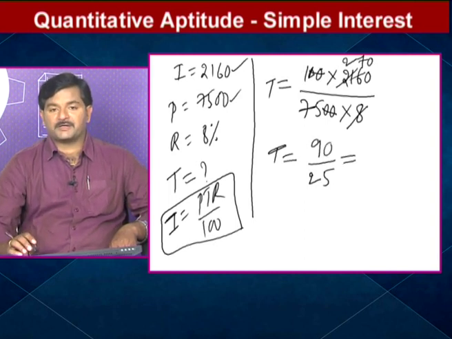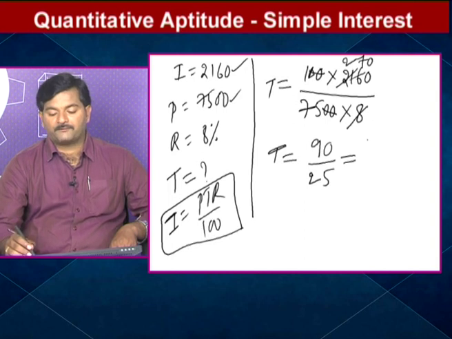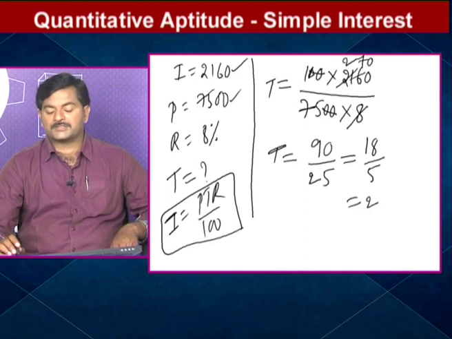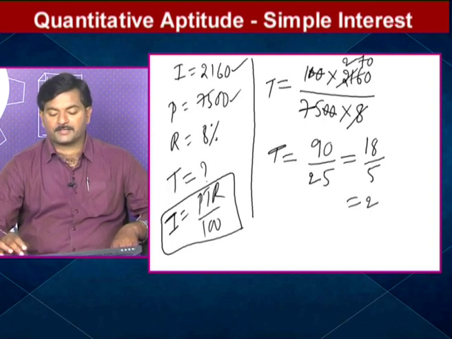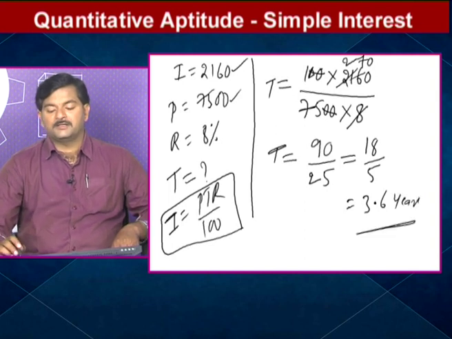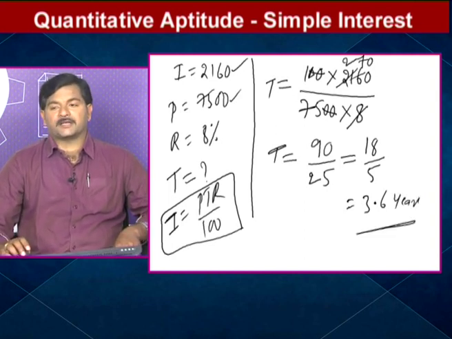Still we can simplify by using the 5 table. 5 1s are 5, 5 8s are 40, so 18 by 5. 5 3s are 15, 5 6s are 30. So how many years am I getting? I am getting 3.6 years. I hope you understood what he has given and what he asked to find. Let's move on to the next question.